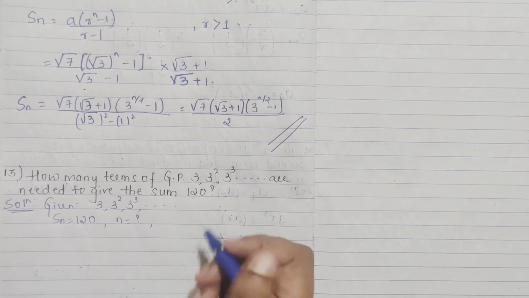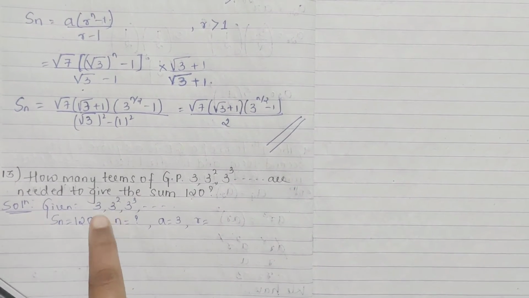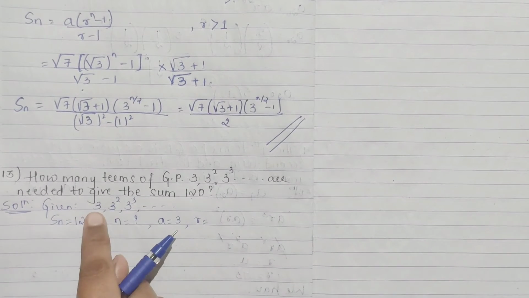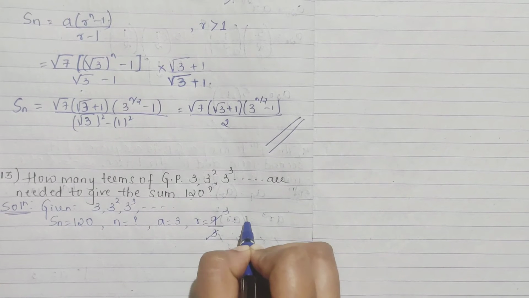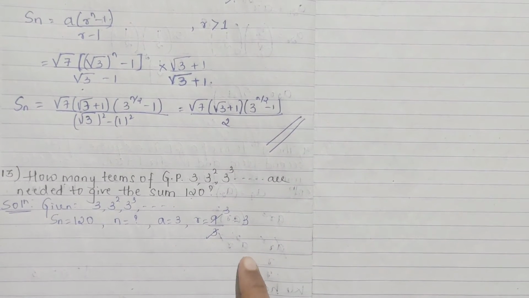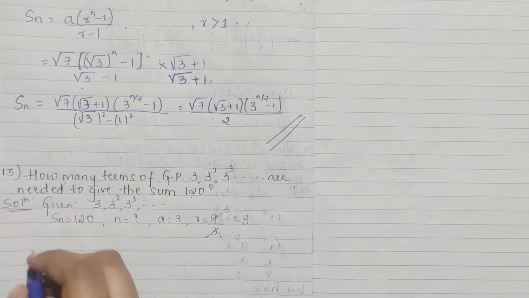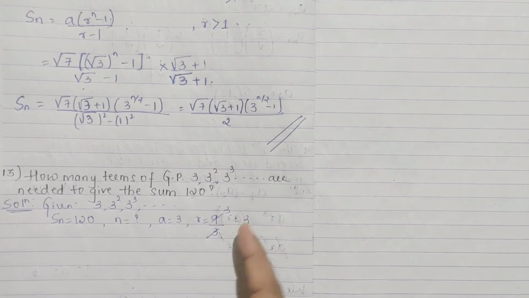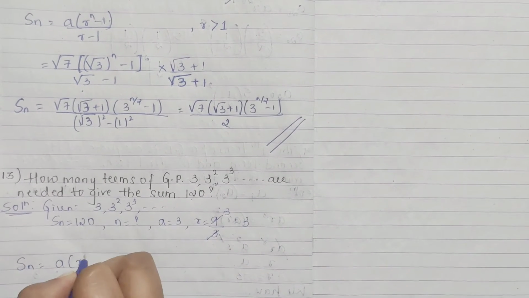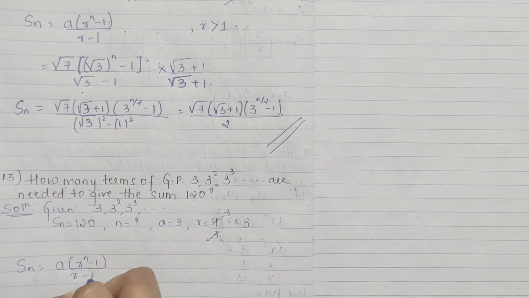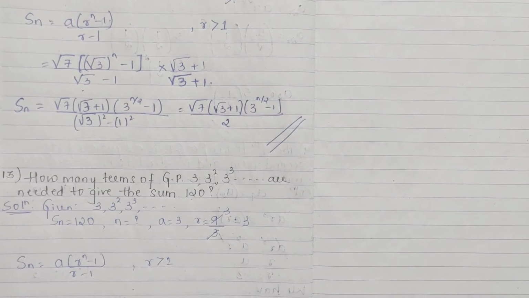Terms means n, right? From here we get a, that is 3. We have to find r. It will be 3 square divided by 3, that is 9 divided by 3, so r you are getting as 3. Now take the formula based on your r. So r is 3, which is greater than 1, so Sn will be a(r raised to n minus 1) whole divided by r minus 1. Why? Because your r is greater than 1. Substitute everything.